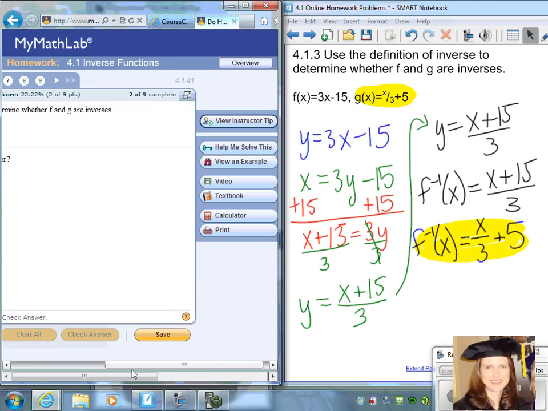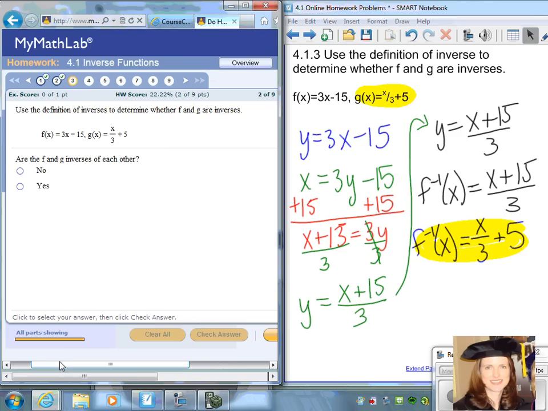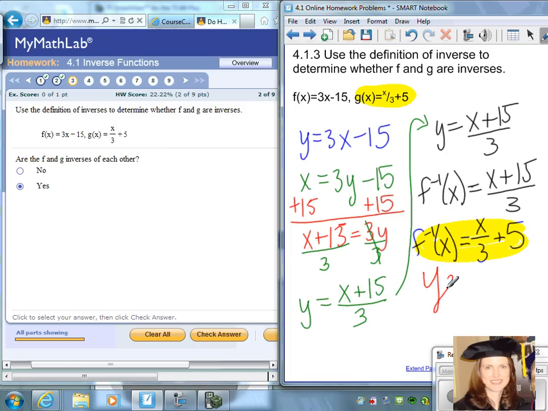So the answer to the question, are f and g inverses of each other? We can say yes. And check our answer. So yes, they are inverses.